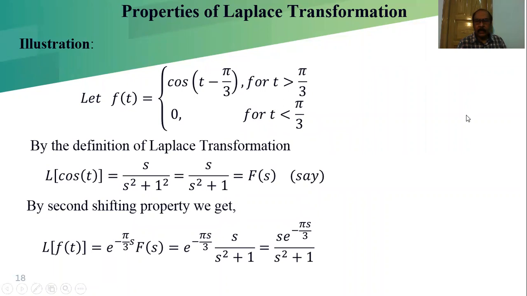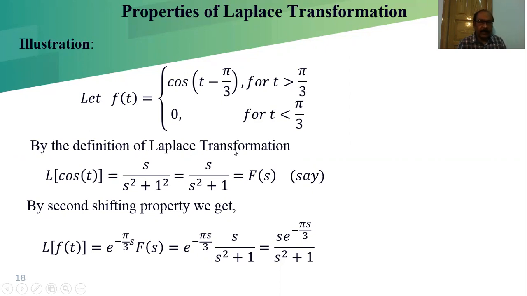For the illustration, I am taking an example. Let f(t) equal cos(t minus pi by 3) for t greater than or equal to pi by 3, and 0 for t less than pi by 3. When t is less than pi by 3, the function value is 0. When t is greater than pi by 3, the function value is cos(t minus pi by 3). So here pi by 3 is our a.